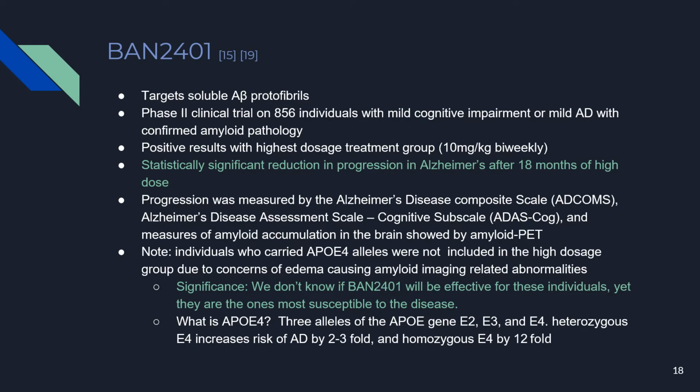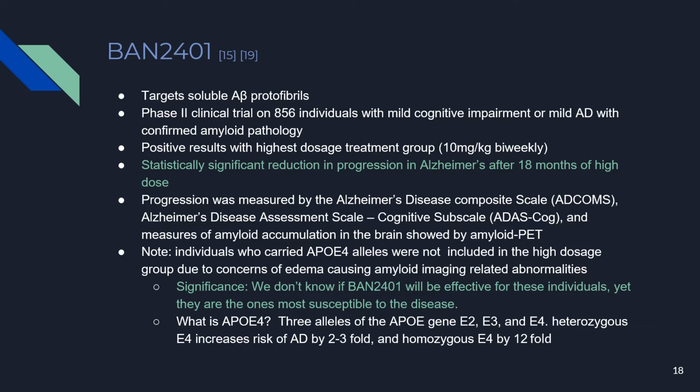BAN 2401 is a passive anti-amyloid beta immunotherapy that targets soluble amyloid beta protofibrils and has had positive results in a phase 2 clinical trial. The trial included 856 individuals with mild cognitive impairment or mild Alzheimer's with confirmed amyloid beta pathology, meaning amyloid beta plaques were the root cause of the cognitive impairment.